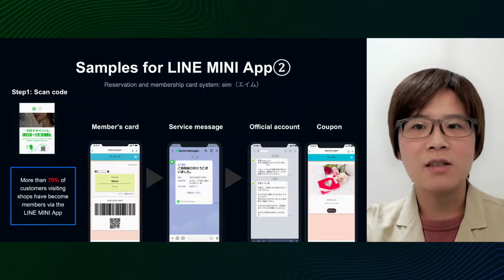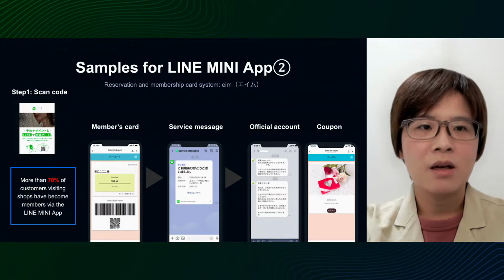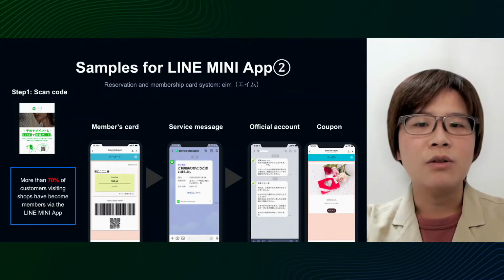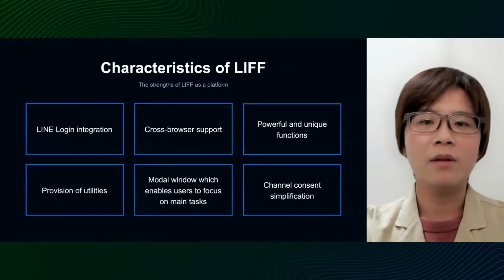Next is a hair salon booking and membership application. Registration of the members and also membership cards and coupons can be completed within one Line mini application. Through service messages, you can confirm the payment. Official accounts can be tied in to distribute coupons, and this also increases retention.